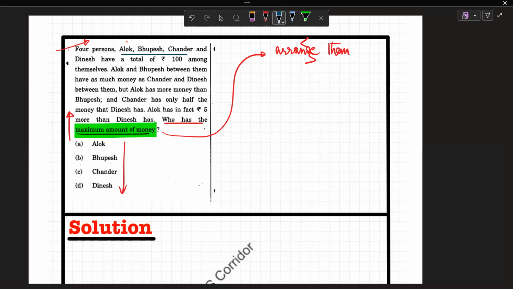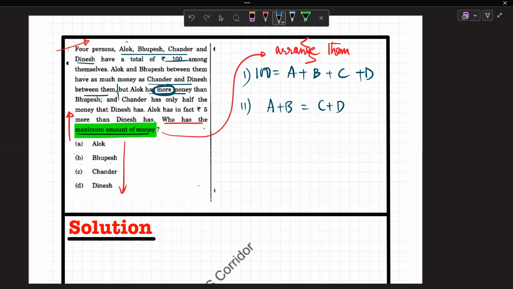Alok, Bhupesh, Chandar and Dinesh. A, B, C, D have a total of 100 among themselves. Okay. They have 100 among themselves. Alok and Bhupesh between them have as much money as Chandar and Dinesh between them. So this is one. The second is A plus B both have the same money as C plus D. Okay. But Alok has more money than Bhupesh.